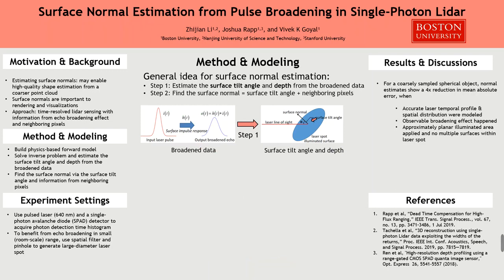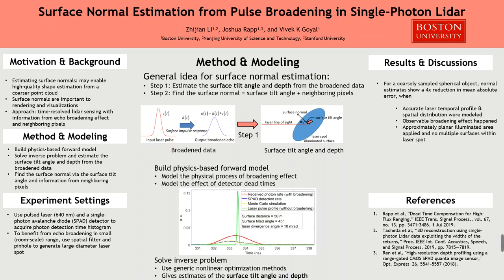The general idea for surface normal estimation contains two steps. The first step here is to estimate the surface tilt angle and depth from the broadened data. To do this, we built a physics-based forward model, including the broadening effect and the detector dead times. Then we solve inverse problems to estimate the surface tilt angle and depth.